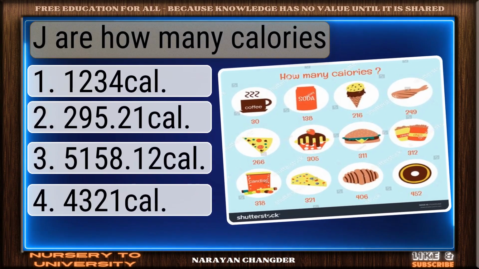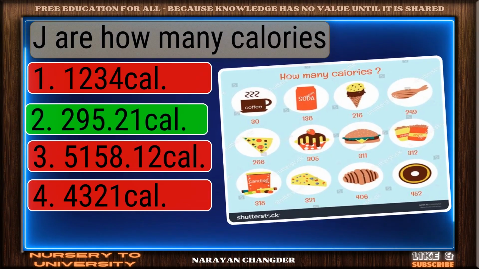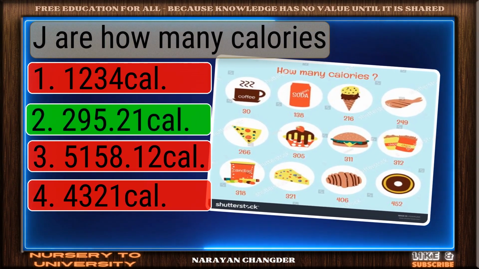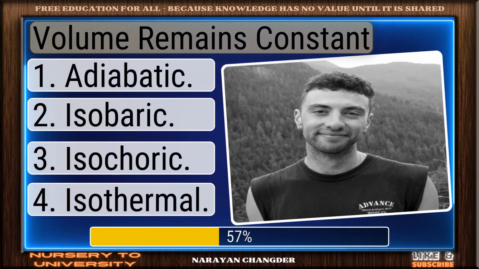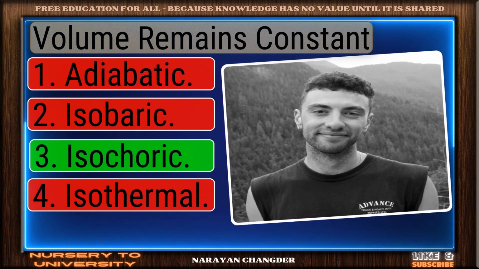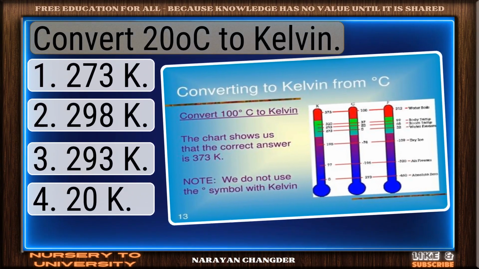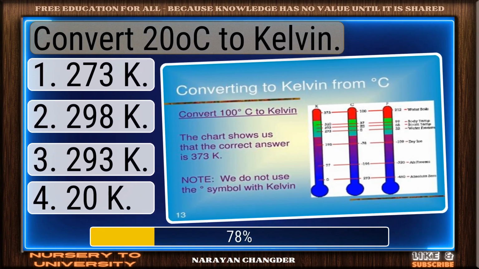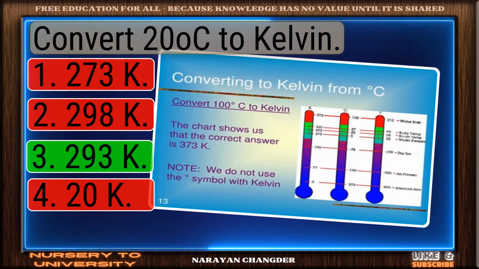J are how many calories? Well reasoned. 295 to 1 cal is the correct choice. Volume remains constant. Nicely done. Isochoric is a solid answer. Convert 20 °C to Kelvin. Sharp thinking. 293K is the right choice.